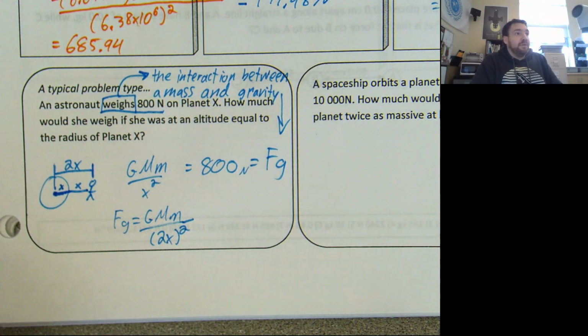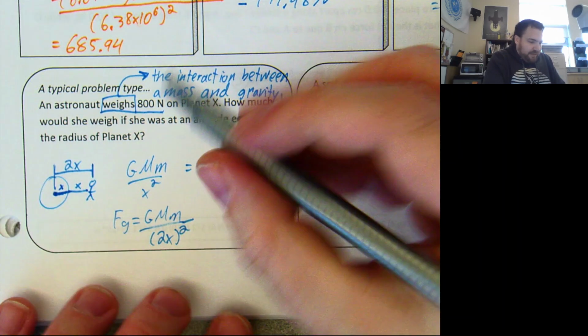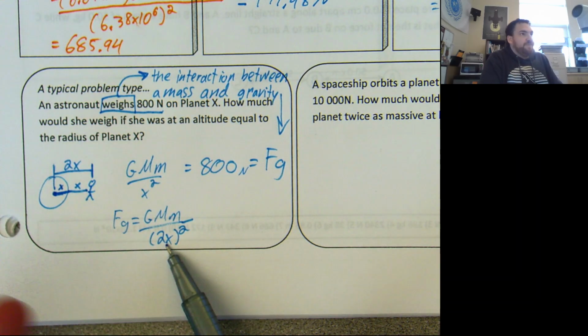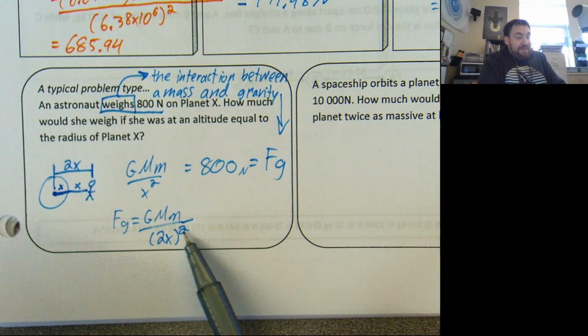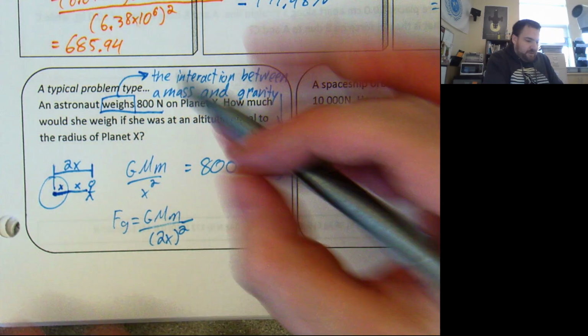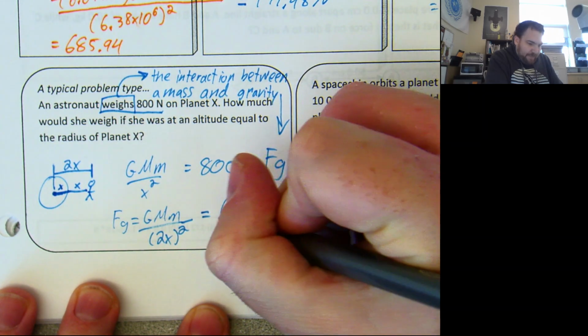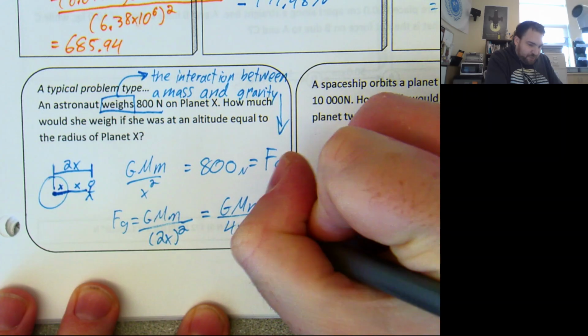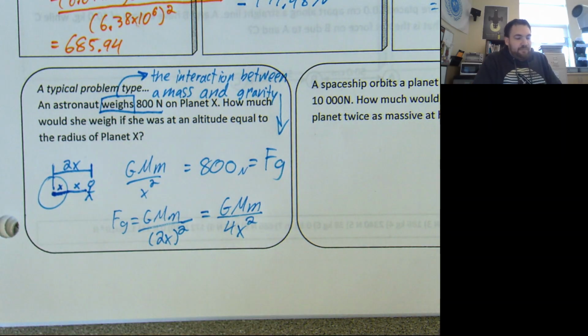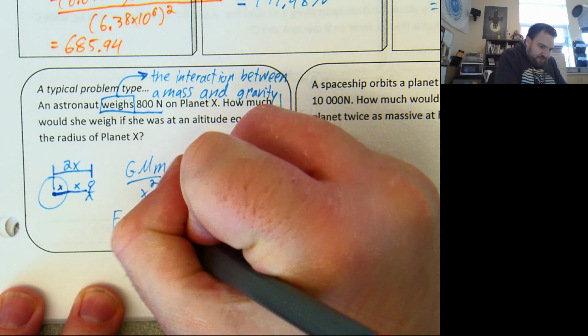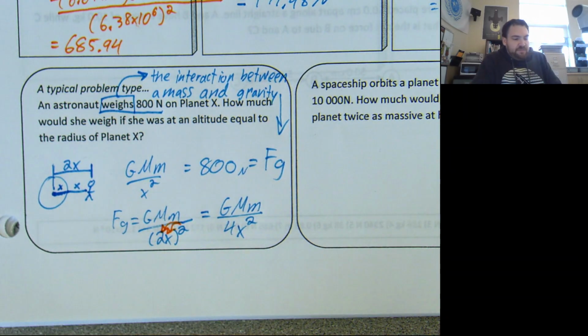And all I'm going to do is apply one of the exponent laws that you learned in grade 8. We're going to say, okay, well, if I've got two things multiplied together inside this set of brackets, I can apply that squared onto both of them. What that's going to give us is going to look like this. GMM over 4X squared. All I did was apply this exponent to both of those pieces. 2 squared is 4, and X squared is just X squared.